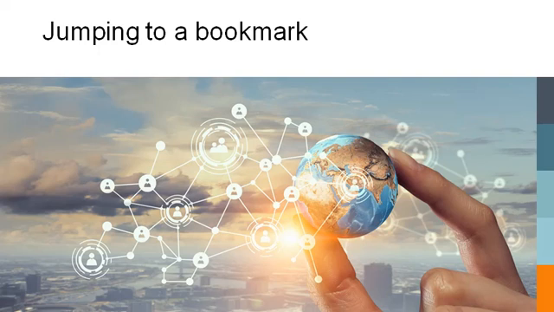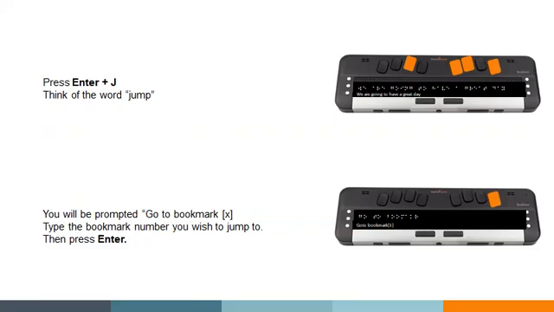If I'm at the top of my file or anywhere, I can press enter with the letter J. Think of the word jump to. Enter with the letter J to go to a specific bookmark. On my braille display, I receive a message that says go to bookmark, and then I am placed in an edit box where I can write in the number of the bookmark I would like to jump to. If I type in the number 1 here and press enter, my cursor is placed right at the beginning of that first bookmark, which is going to be the G, where I input that bookmark first.